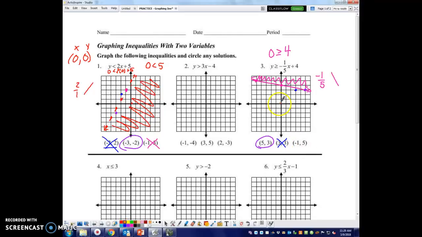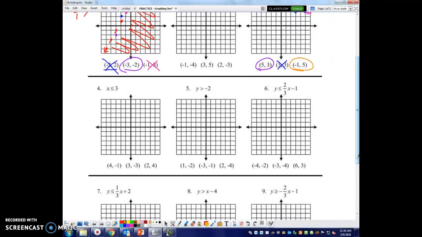Okay, negative 1, 5. 1, 1, 2, 3, 4, 5. Does this one count? Yes, because it is in the shaded region. So that's how you determine what is a solution and what is not. Now keep in mind that you can also make this x and this y in your calculator and type this in, but we'll do that later.